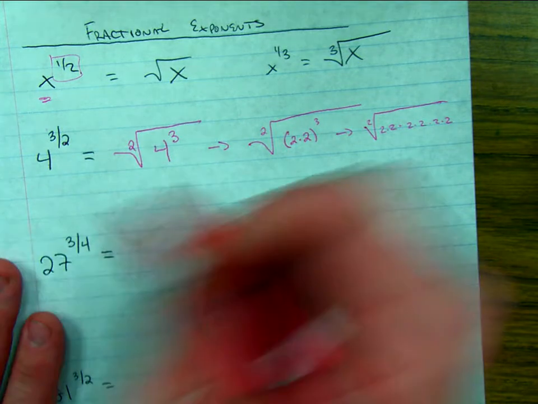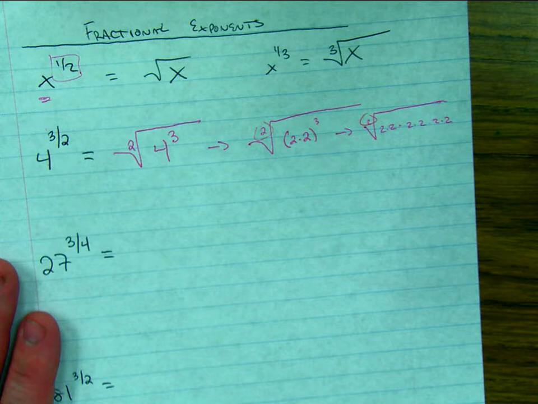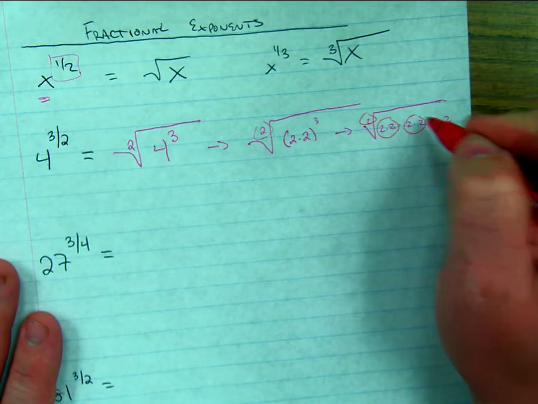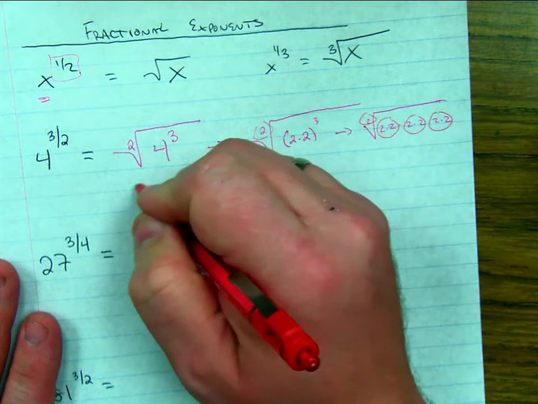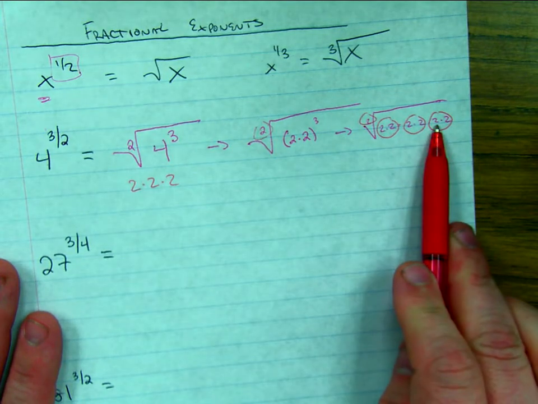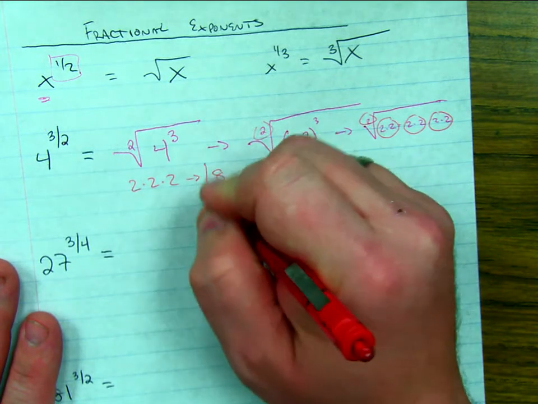Almost there. We remember this is like a gatekeeper. That means everybody can come out as long as they come out in pairs, right? So I have one 2 that gets to come out. I have a second 2 that gets to come out. I have a third 2 that gets to come out. 2 times 2 times 2. Is there anything left on the inside? No? So my answer is 8.